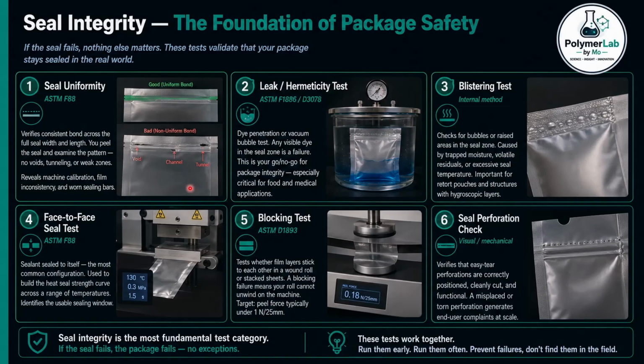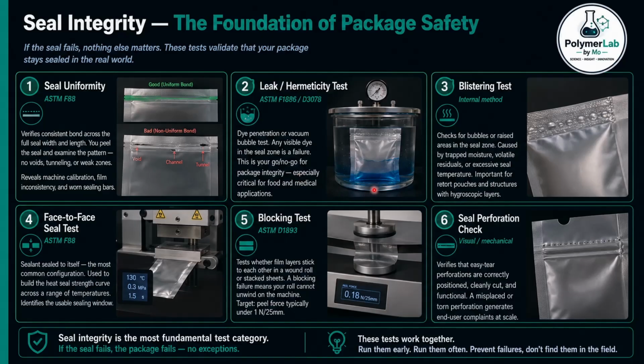Seal uniformity. This is often the first test we run on a new structure. We seal a set of specimens at a defined temperature, pressure, and dwell time, then peel them and examine the pattern of the bond. We are looking for uniform adhesion across the full width and length of the seal. Any area that doesn't bond, a void, a channel, a tunneled section, is a defect. Non-uniform seals are caused by worn sealing bars, inconsistent temperature profile, film thickness variation, or surface contamination.